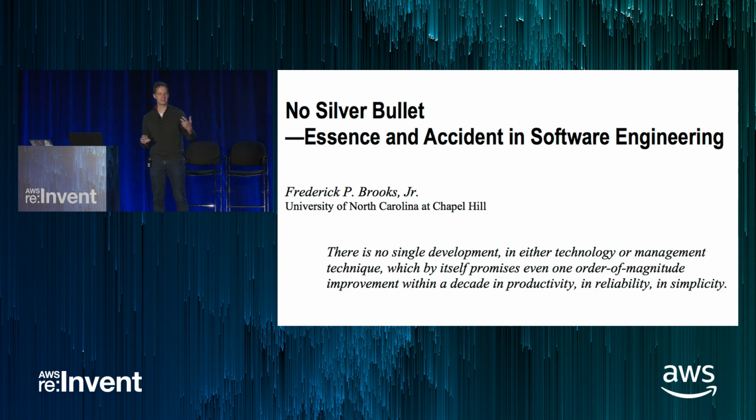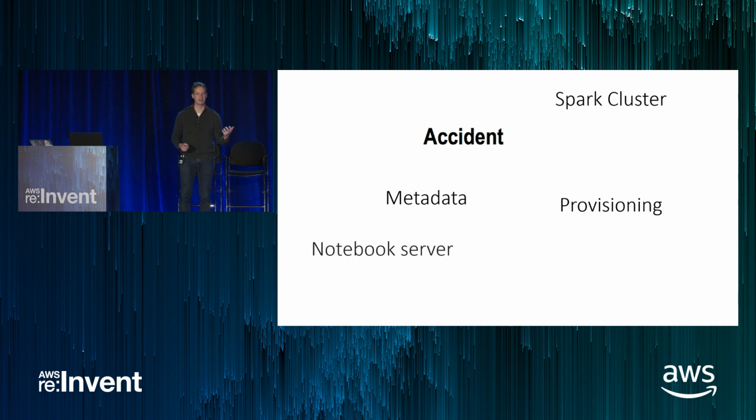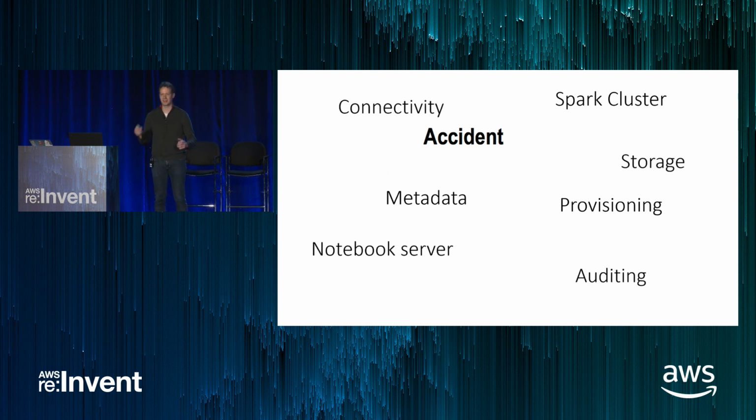So we talked about the essence before, right? We want to have this rich catalog of data sets where everything is just there, where they can just work with it. But we have a lot of accidents in this type of system, accidents in the sense of what Brooks means. It's anything that's not essential to the problem. So things like, hey, we want to work with our Spark cluster. We have a huge amount of metadata. We have provisioning and storage and connectivity and auditing and security, and this list goes on, and all of these are important. If any one of these doesn't work, then our system doesn't work.